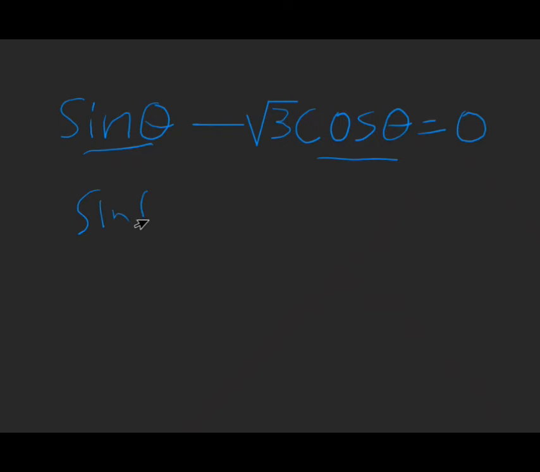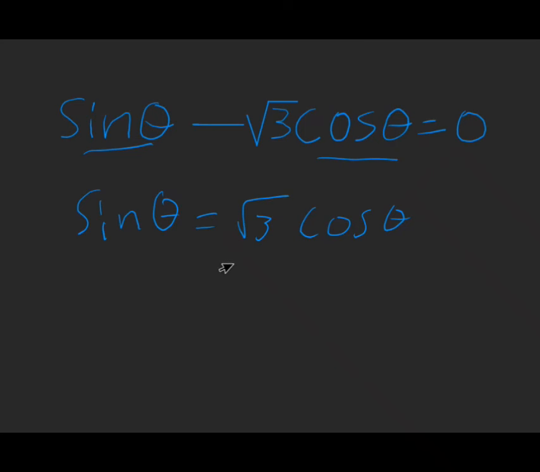So we're going to have sine theta equals root 3 cos theta. Our goal is to change it into tan. There are many ways of doing this. So we took this to the other side of the equation, and now we've got sine theta equals root 3 cos theta.